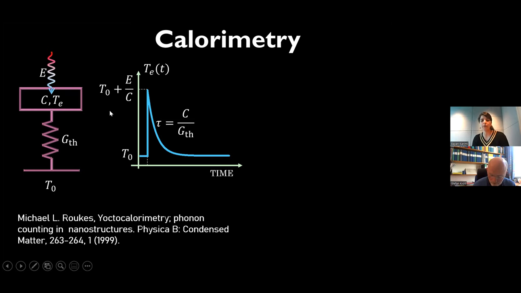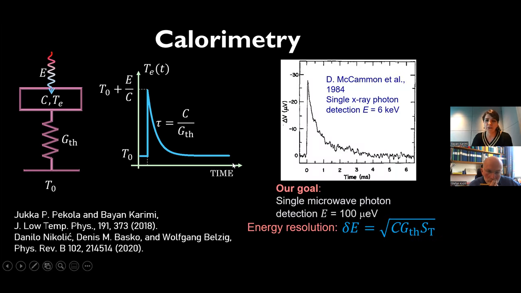And then if this absorber is exposed to a small energy, then the temperature will rise with E over C. And then if nothing else happens, the temperature turns back exponentially with the time constant C over G thermal. So this principle is already known for decades, for example for X-rays. But now the main idea is to use this method for detecting microwave photons, whose energy is about 10 to the 8 times smaller than the X-ray ones. So it's a very challenging thing.